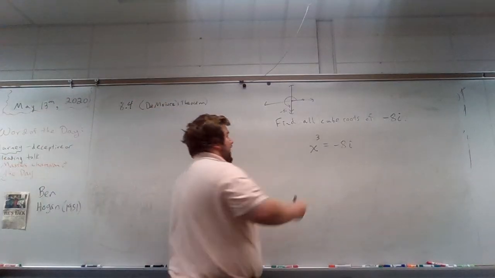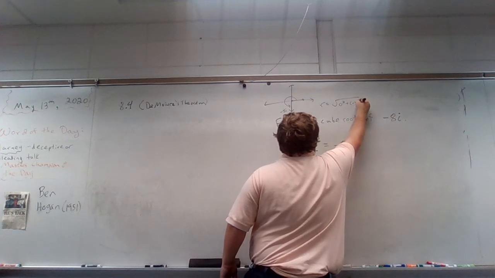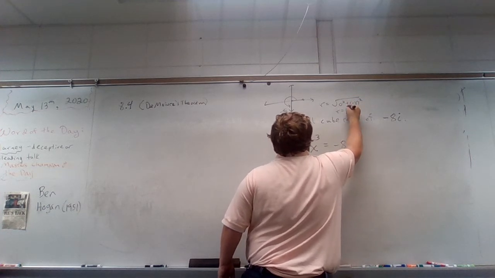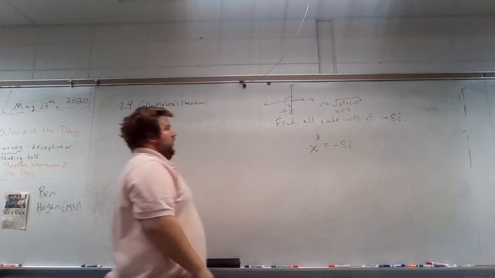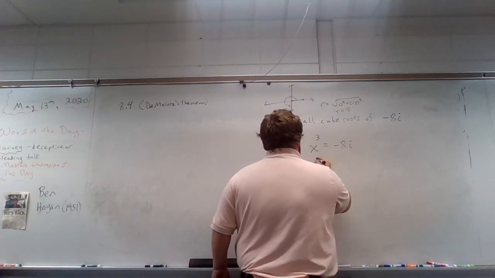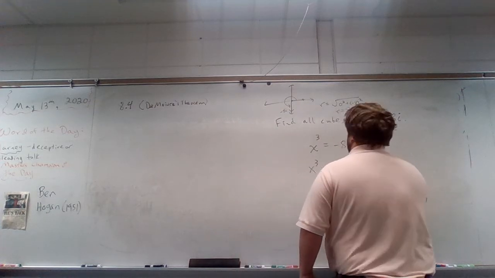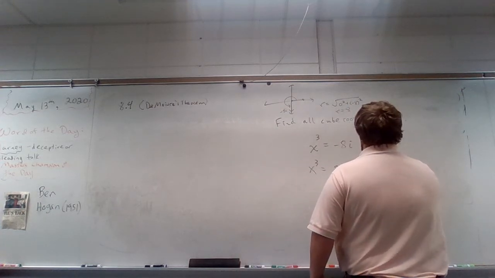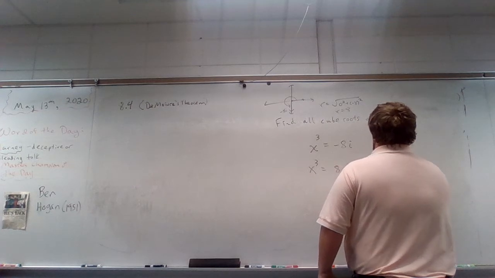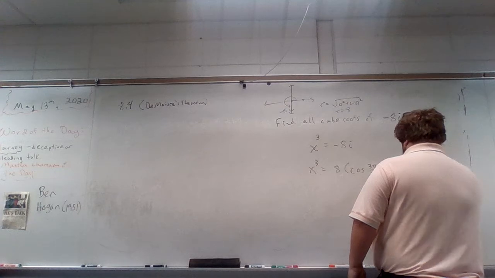And what's our r value? Well, it's the square root of 0 squared plus negative 8 squared. I think you can see that's going to be 8. We're 8 units away from the origin there. So to get this one, I have this x cubed, and r was 8. My angle is 3 pi over 2. So I get this.